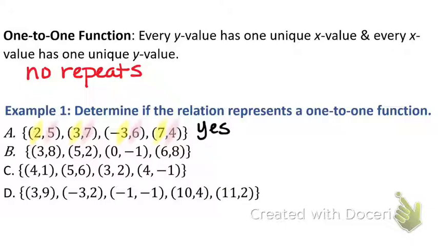Now, if you're checking X and you already can tell that it's not one-to-one, then we just stop there. We don't have to look at the Y. Because if you have a repeat in X or Y, it's an automatic no. You don't have to have a repeat in both. If you see a repeat in X or a repeat in Y, the answer is no.